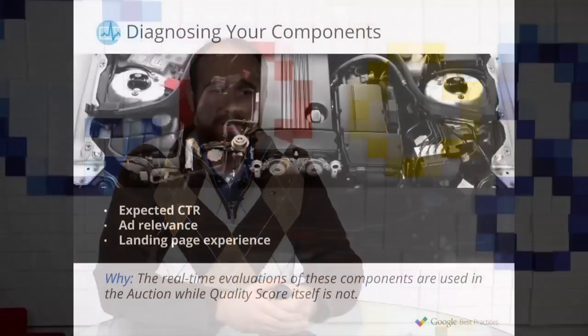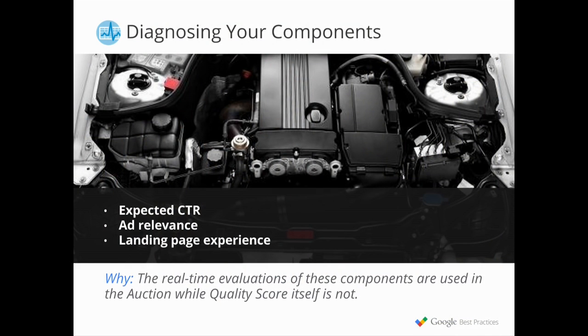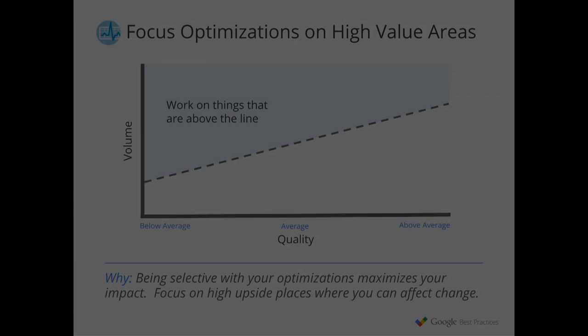And so when we're talking about evaluating performance, I think it's really important to go one step further into that. So diagnose the components within your report. You actually have 3 different components on your keyword tab that's going to show you if you're below average, average, or above average. So there's expected CTR, there's ad relevance, and then there's landing page experience. And at the time of the auction, we actually evaluate each of these 3 components and then use those in the auction. That 1 to 10 quality score isn't used in the auction. It's going to be a real-time evaluation of these components.